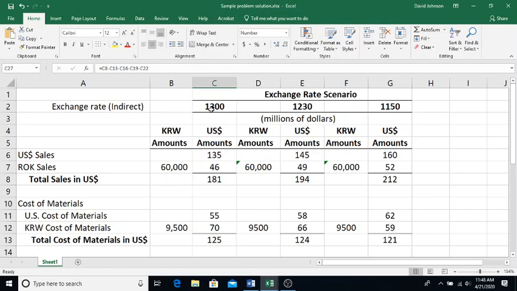So it's a lot easier to converse and to calculate in terms of the number, in this case, of won per dollar. And so you'll see these columns here. They're the three columns set up here for the various exchange rates. And you'll notice here I've set up a column heading Korean won amounts and then U.S.